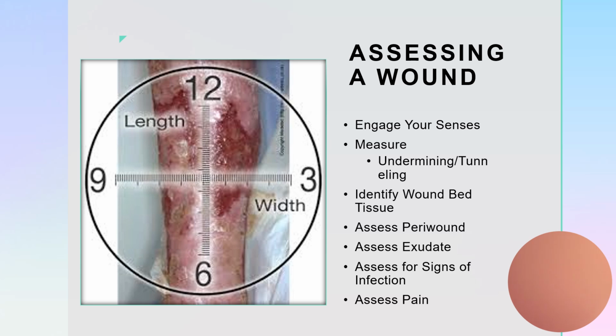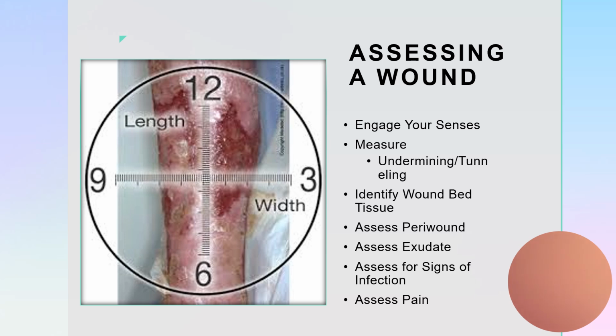When we're measuring, we always start with the length, and length is always going to be 12 to 6 o'clock, so up and down. Then we measure the width, and that is always side to side, so 9 to 3 o'clock. Now, we're not turning that clock to fit the wound. Remember that clock, 12 is the head, 6 is the feet.